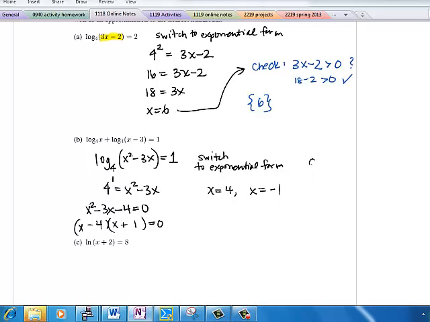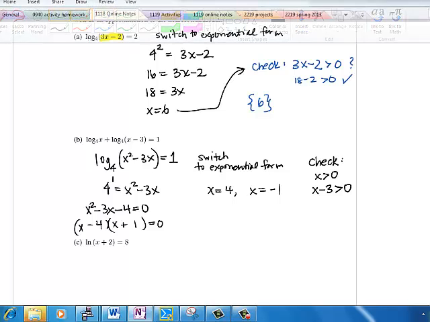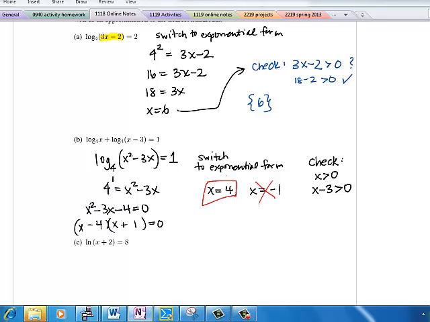And this time we want to check, is x greater than 0 and is x minus 3 greater than 0? And for x equals negative 1, no, that's a problem, but x equals 4 satisfies both. 4 is greater than 0 and 4 minus 3 is greater than 0. So that one is fine. So we get just the single solution, x equals 4.